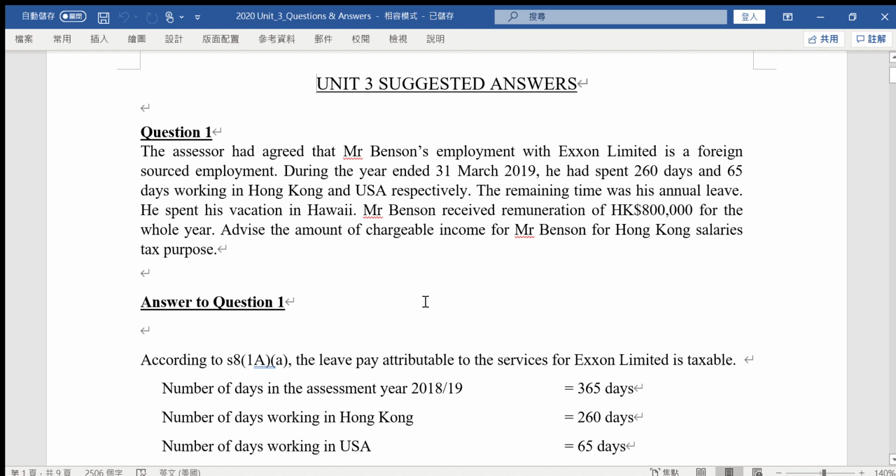Okay, for the first one, it's asking you about Mr. Benson's employment. By looking at that, the question has already indicated Mr. Benson has a foreign source of employment. You do not need to discuss the source of employment for these questions. What you need to do is to determine what should be the chargeable income of Mr.